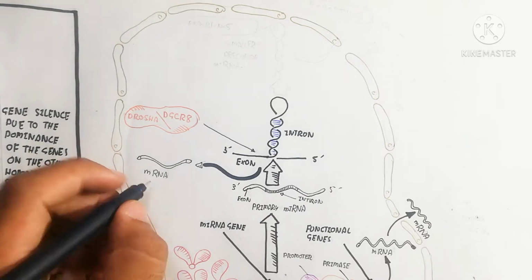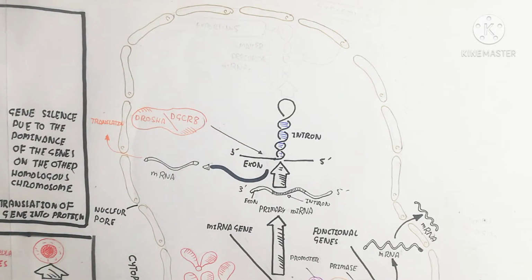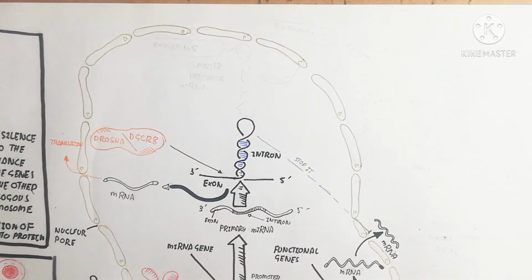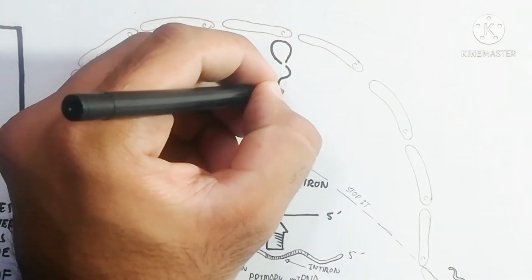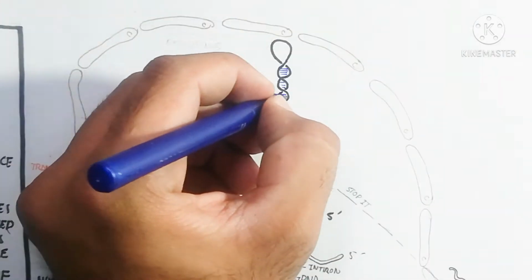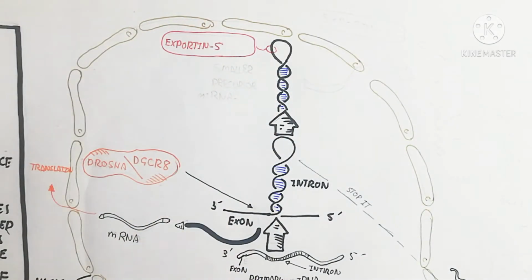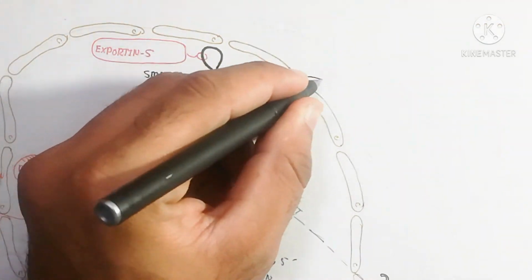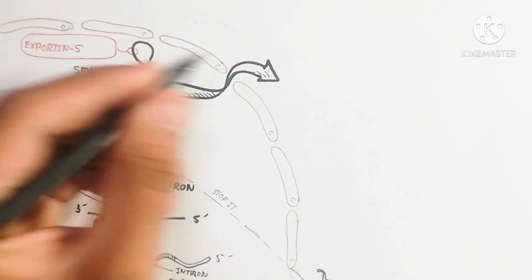This messenger RNA will go from the nucleus to the cytoplasm, and it is good and functional, used for functional protein synthesis, rather than the other messenger RNA, which produces a harmful translational protein, for example the cancerous protein. The intron will be left behind by the Drosha cutting, and goes into the smaller precursor microRNA, which is still primary. Exportin 5 protein will bind to export this microRNA into the cytoplasm.